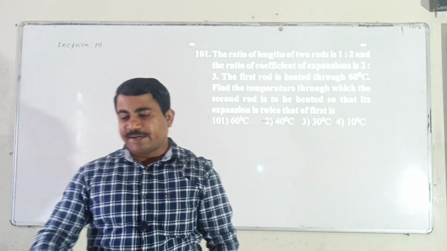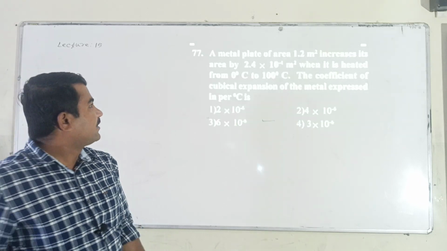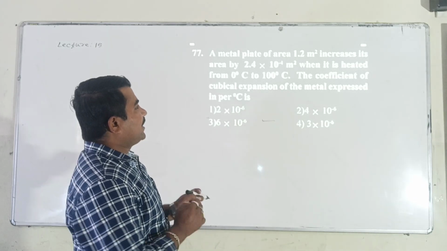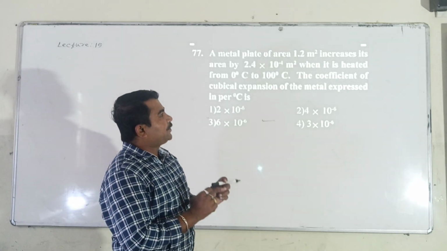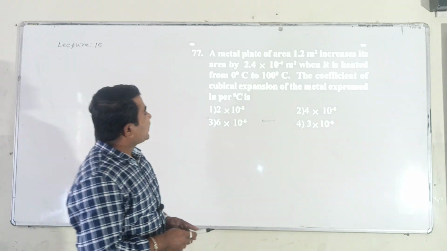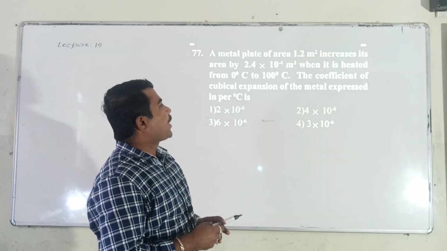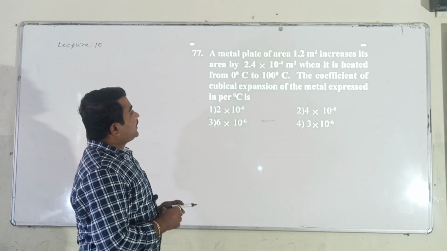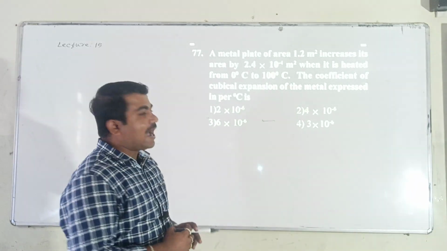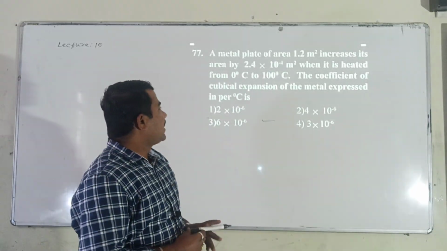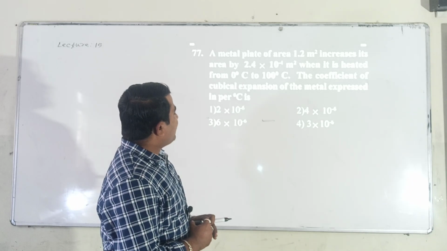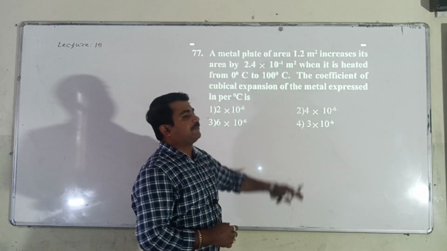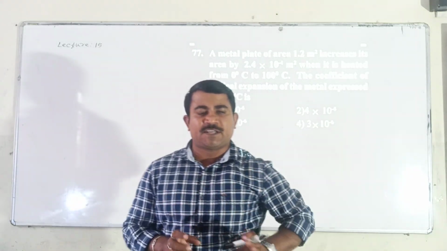Right students, let us move to the next numerical. A metal plate of area 1.2 × 1.2 meter square increases its area by 2.4 × 10^-4 meter square when it is heated from 0 to 100 degrees Celsius. What is the coefficient of cubical expansion of the metal? Very simple question.